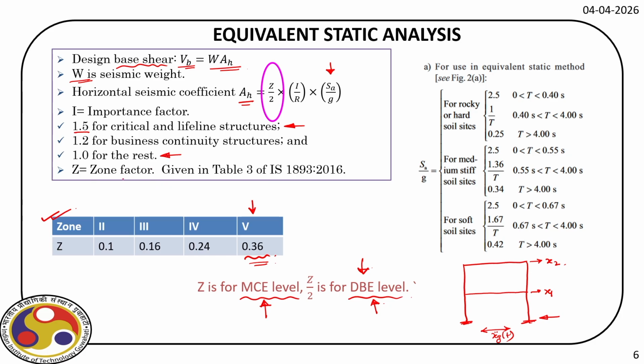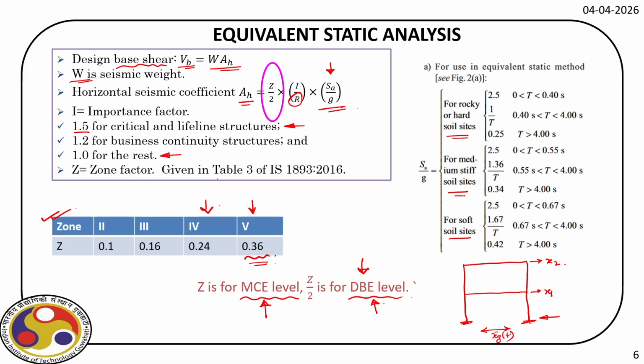Now, this zone factor, as I said, comes from Table 3, as you can see here. Apart from that, there is a factor R. I will come to that in a minute. Now, this Sa by g factor is given here for different soil conditions. So, three different soil conditions are there: soft soil, medium soil and hard soil.